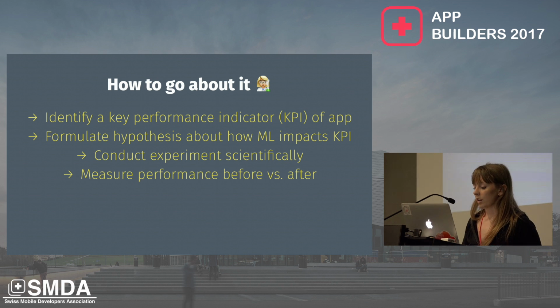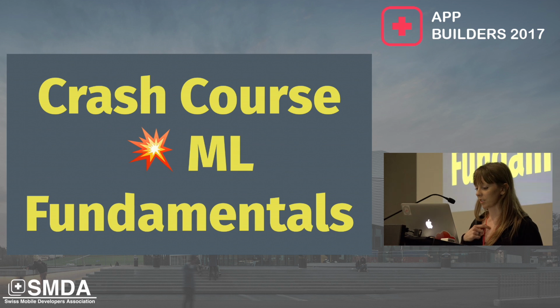And then you want to conduct the experiment as scientifically as possible so you can measure results. So try to isolate it to just machine learning so you can track this, instead of shipping 20 different features at once. So it's hard to isolate where this improvement, or lack of improvement, came from. So yeah, and then measure the performance before and after. So now that's the product side of it.